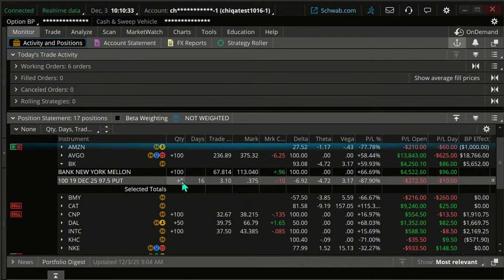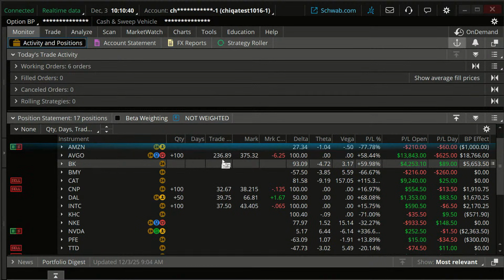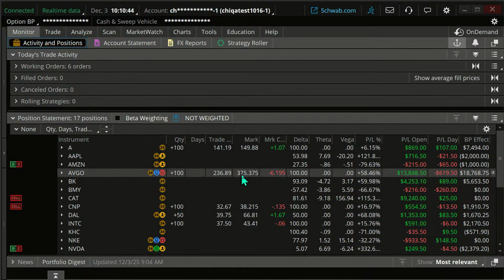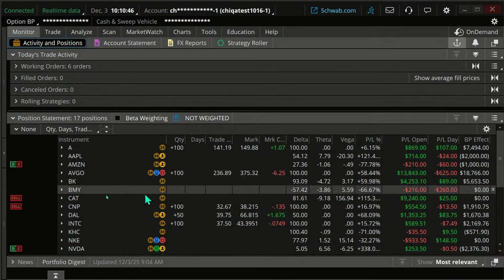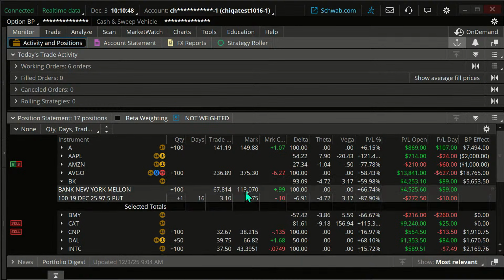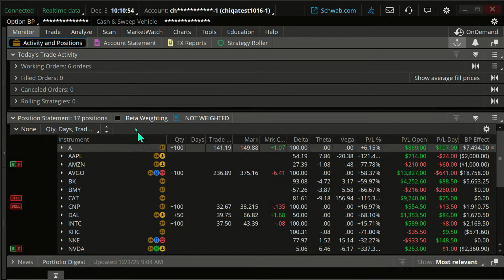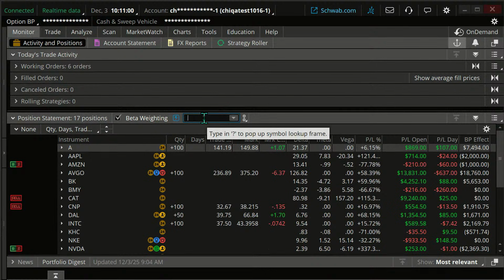A $1 move in Bank of New York Mellon is very different than a $1 move in AVGO. One's a $375 stock. One is a $113 stock. They're apples and oranges. So if we beta weight them, and you can do this on Thinkorswim by just clicking right here, I'm going to pull up the SPX and beta weight to the SPX here.